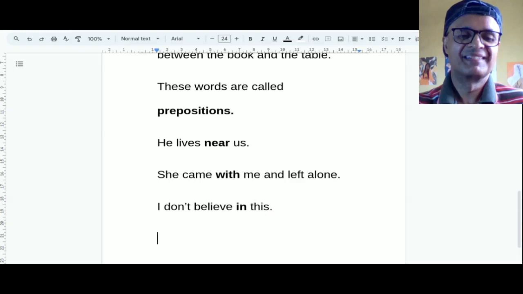Okay, this is prepositions part 1. In the second part, we'll see more examples, and hopefully that will make things more clear for you. So stay tuned and watch the next episode.